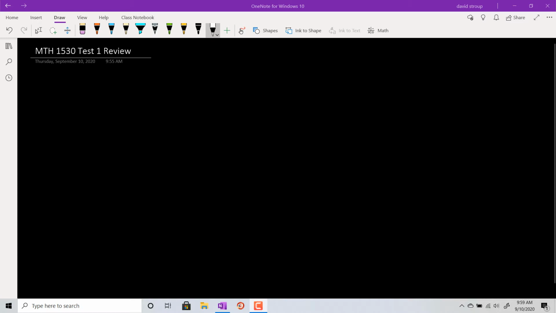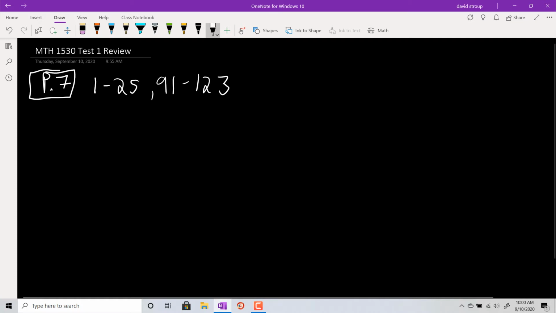My tests are pretty straightforward. They're extremely similar to the review. I usually take my questions directly from the book. If not, I'll just switch the numbers around a little bit. For example, the test will be over P7 to 1.9. In P7, where we started, I would advise you to look at problems 1 to 25 odd, and then 91 to 123 odd. Make sure you can do those types of problems, because those are the types of problems that I'm going to pull and put on the test.